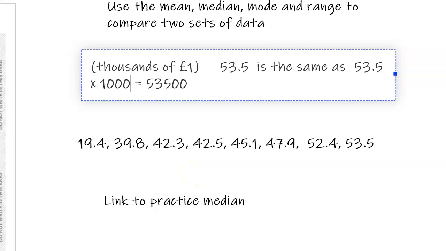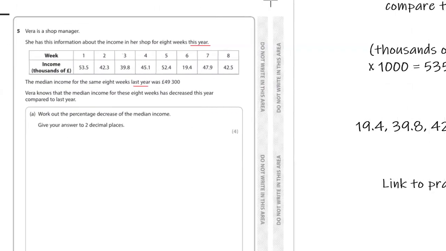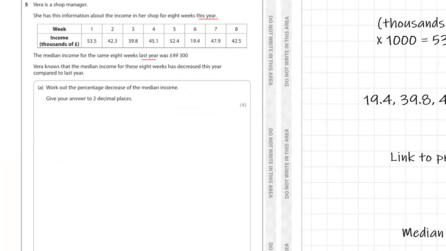And sometimes the functional skills questions will throw that in just so you've got competency and mastery of how numbers are expressed in different ways. Going back to the question, they're using both ways to do it. So, for example, 53.5 and then putting the full amount, 49,300. Okay, so that's a little bit of an explanation.